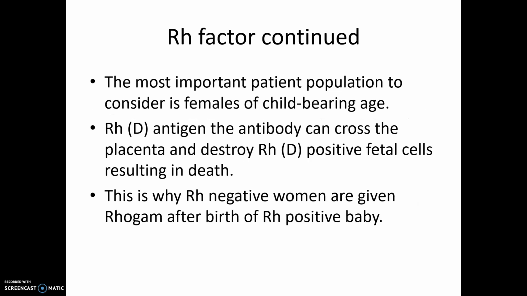Now, the reason why this is really important comes in when you're having children. Okay, so here's the deal. The Rh antibody can cross the placenta and destroy any Rh positive fetal cells, resulting in death. Which means if you have a woman that is Rh negative, you want to make sure that you're testing her baby, in case her baby comes up Rh positive, okay? We'll talk a little bit more about that in the future, but it's known as hemolytic disease.